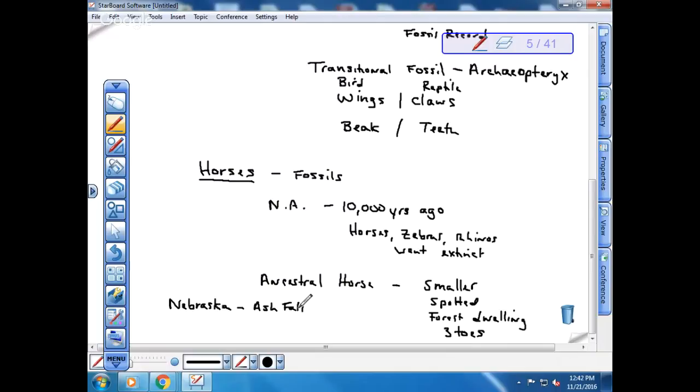Okay. And so I'm going to show you a little video that talks about this site, and then it actually shows you some of the fossilized horses that they found. They also found lots of other interesting organisms, but this one emphasizes the fossilized horses.